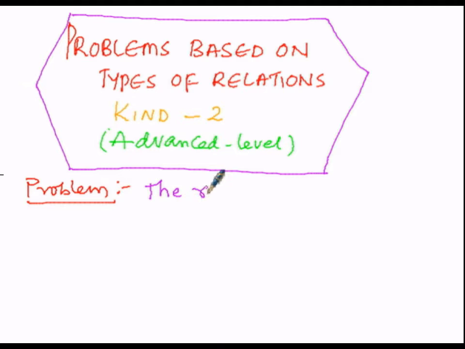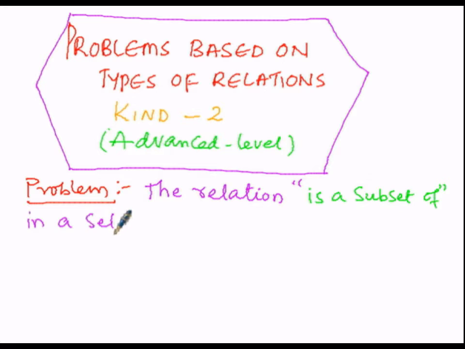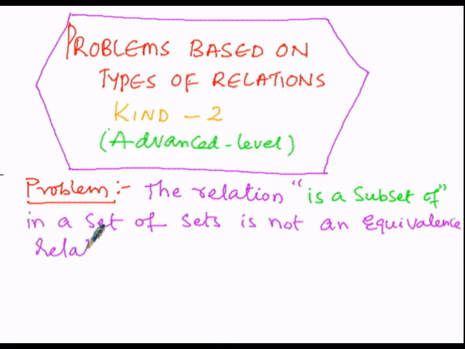When we consider the relation as R, the property is: the relation is a subset of, in a set of sets, is not an equivalence relation. So, here we have to prove it.